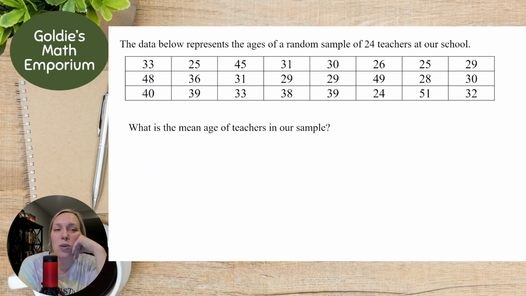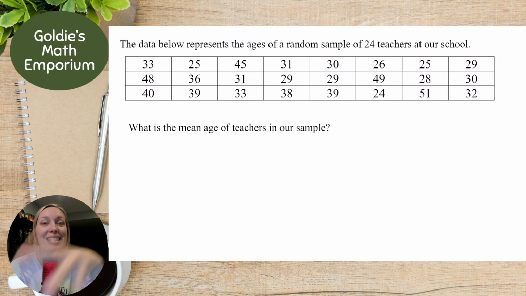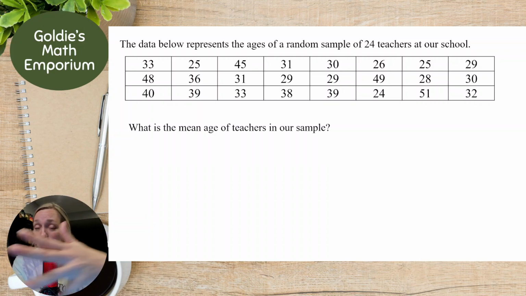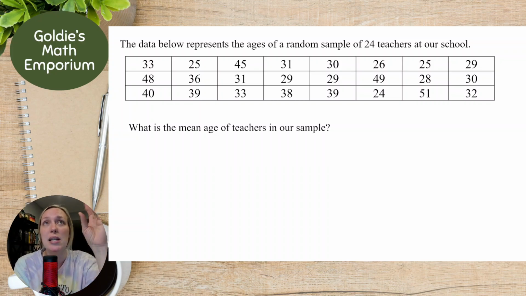Okay, so let's go back to this data set here where the data below represents the ages of a random sample of 24 teachers at our school. Here it is. What is the mean age of the teachers? So we can graph this. We know different ways to graph this, but let's say we want one number to summarize, okay, what's the mean age of teachers in our sample? Or what you might have said, what's the average age of teachers at our school?